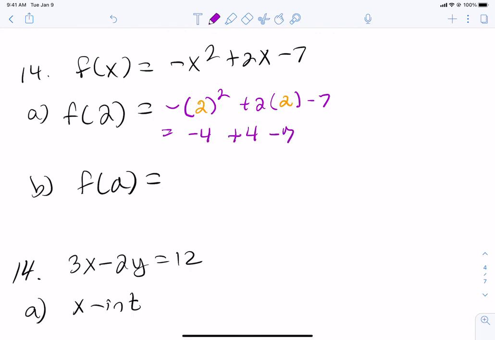Now we can do that. Negative 4 plus 4 is 0. 0 minus 7 is negative 7.